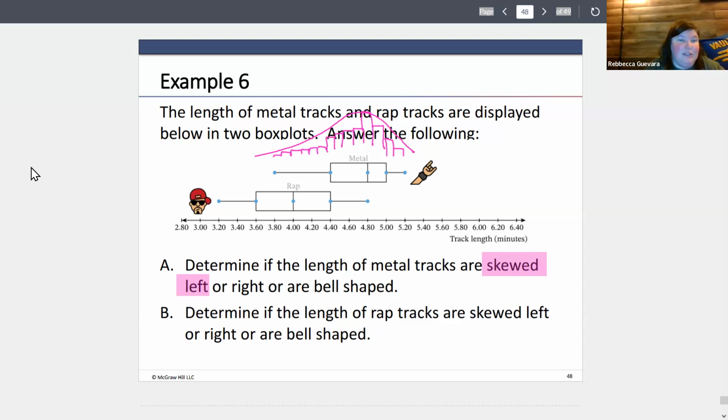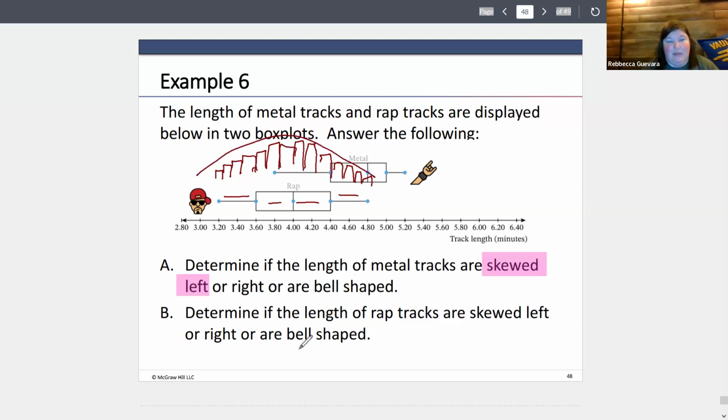Now, if we look at rap tracks, we have a distribution where it looks like these boxes are about the same length. These whiskers are about the same length. So the area in these two whiskers would be the same. So we'd have pretty much a distribution that looked the same there. And the same thing with the boxes. The boxes have about the same range. So the areas in these should be the same on both sides. So we're getting something that is symmetric and bell-shaped.